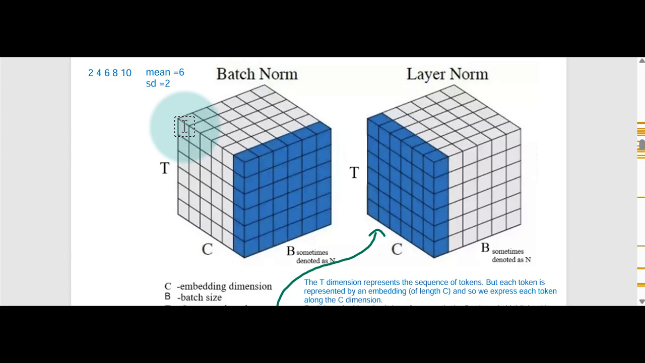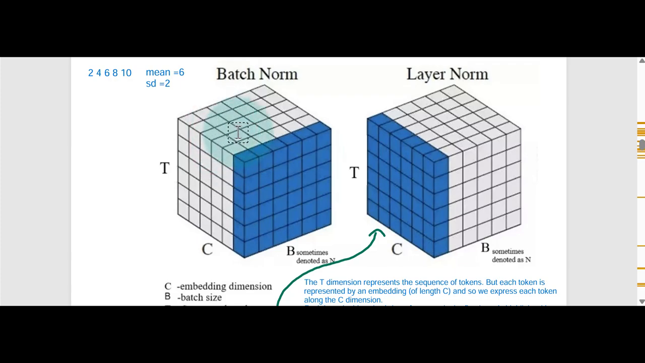But each token is represented by an embedding, and the embedding length here was 6. So this is the embedding for the first token, the second token, the third token, the fourth token, the fifth token, and the sixth token. But this here is just the first batch. Then we get the second batch, which is here, and then we get the third batch, which is here. So each layer, the first layer here, is one element of our batch.